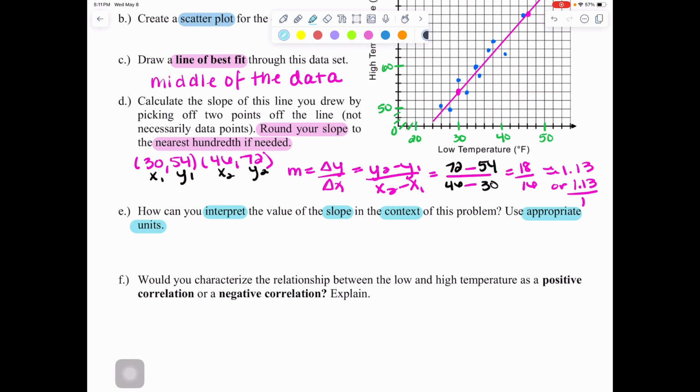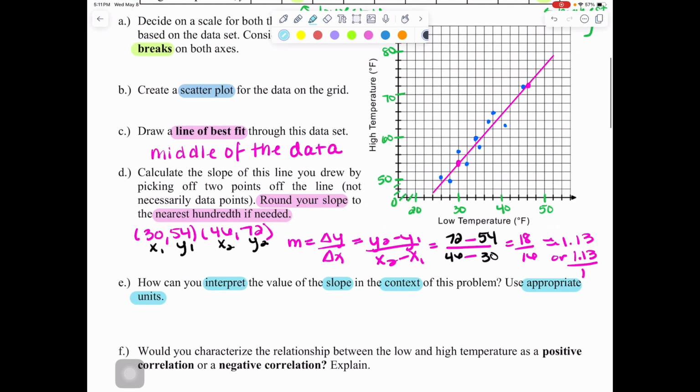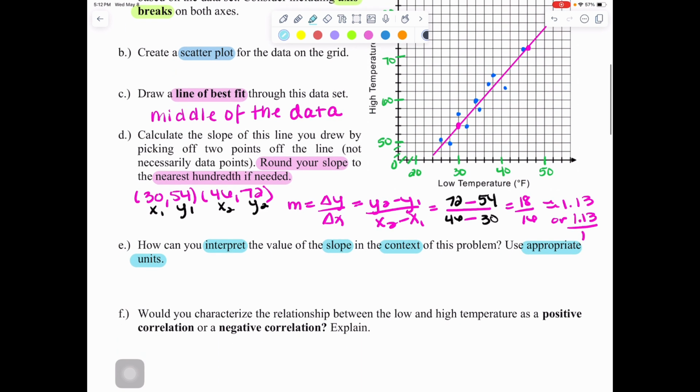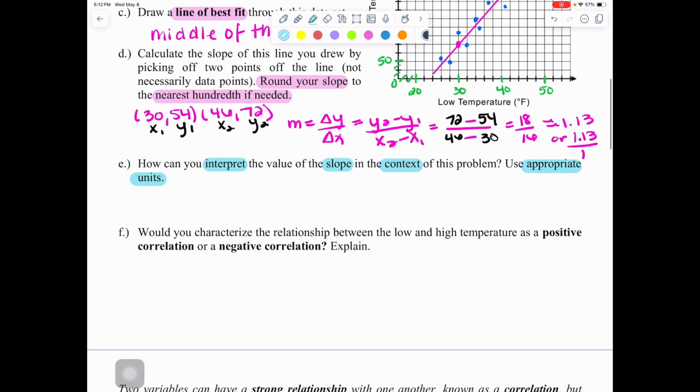So I see 1.13, which is a positive, which means that's increasing. It's change in y over change in x. So on the y-axis is the high temperature. On the bottom x is the low temperature. So this is saying there's an increase of 1.13 degrees as the low temperature increases 1 degree. And I'm just describing each of those numbers.